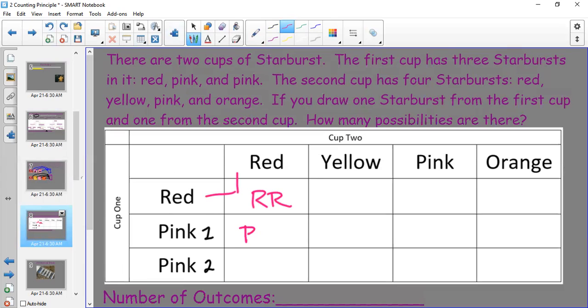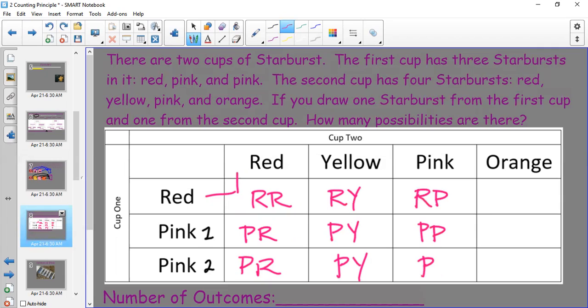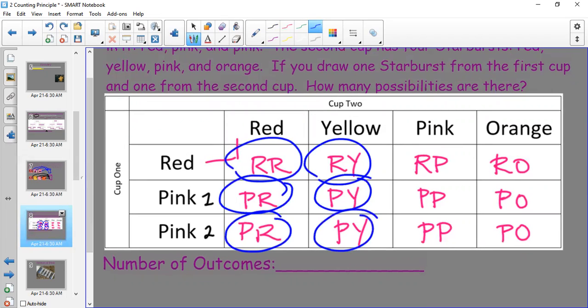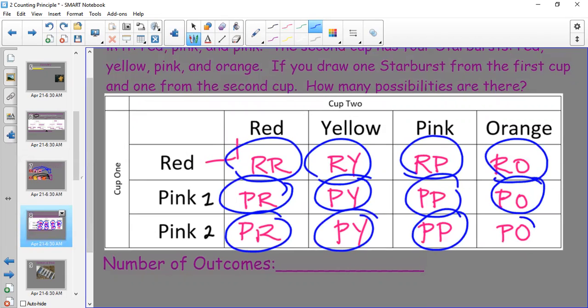I could have done a pink and a red, and then a pink and a red. Now remember, those are different because those are technically different pinks that we drew. So even though they're the same, they're technically different because that's pink 1 and pink 2. We do the same thing for red, yellow, pink, yellow, and we'd have red, pink, pink, pink, pink, pink again, red, orange, and pink, orange again. And to know how many different possibilities there were, we just had to count how many were in the table. So in this case, there were 12 different possibilities.